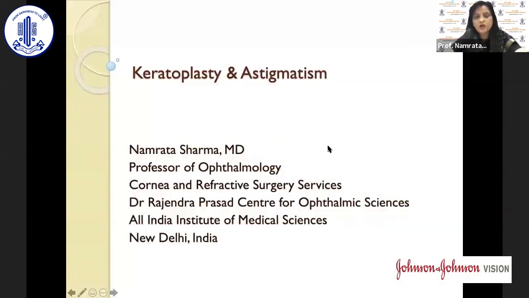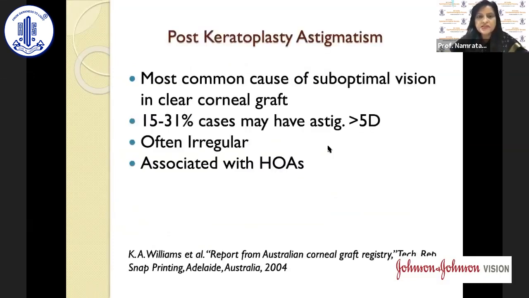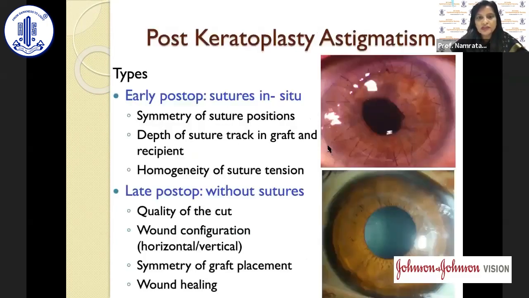So I'll be giving my talk on keratoplasty and astigmatism, and there are no financial or proprietary interests. Now, the most common cause of suboptimal vision in a clear graft is astigmatism. And in 15 to 30% of the cases, it may be more than 5 diopters, and it is often irregular.